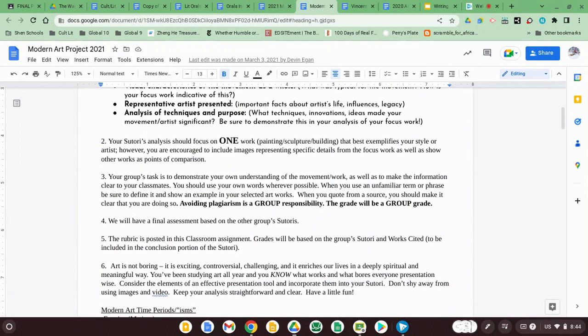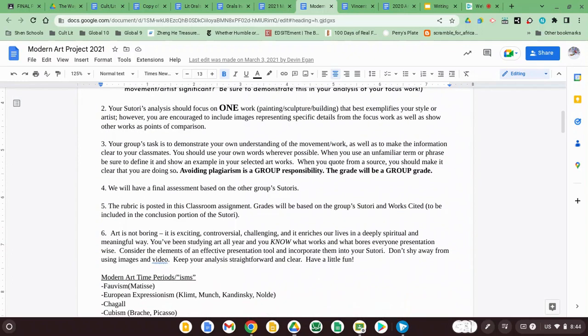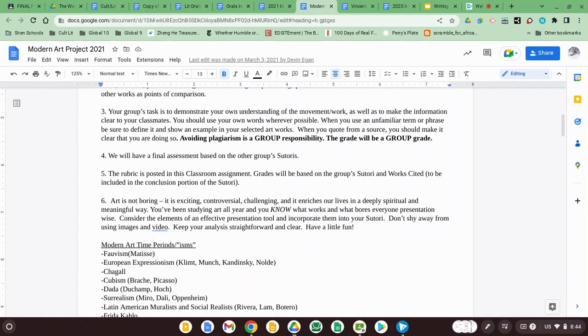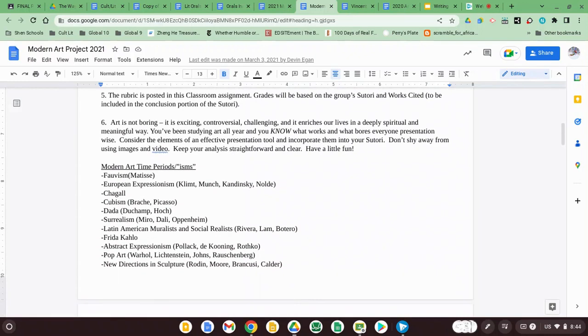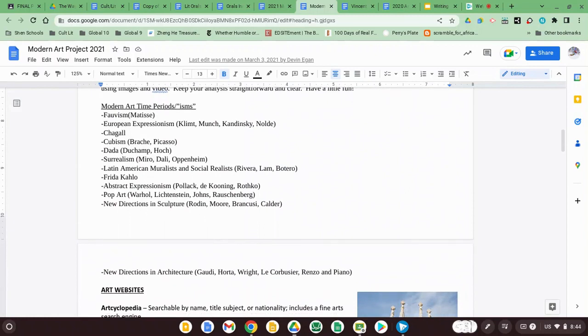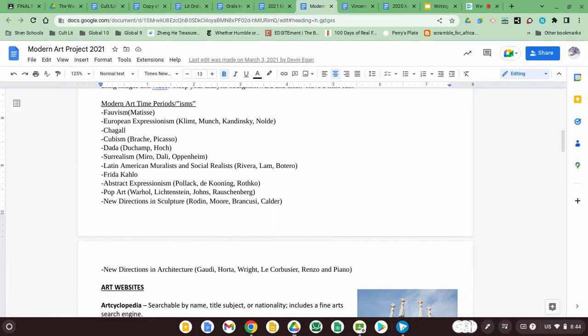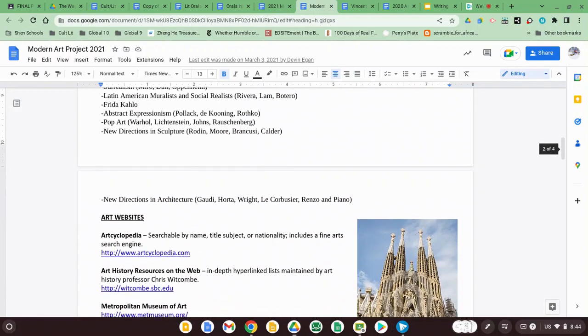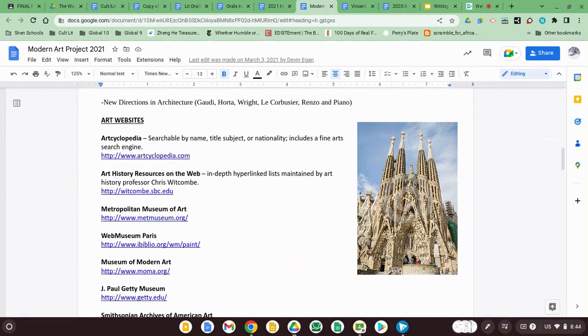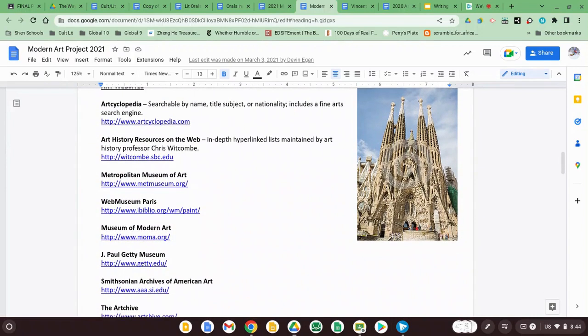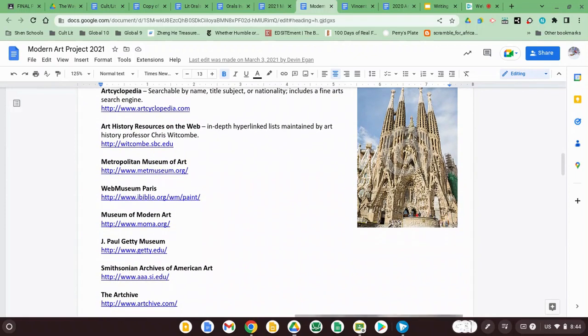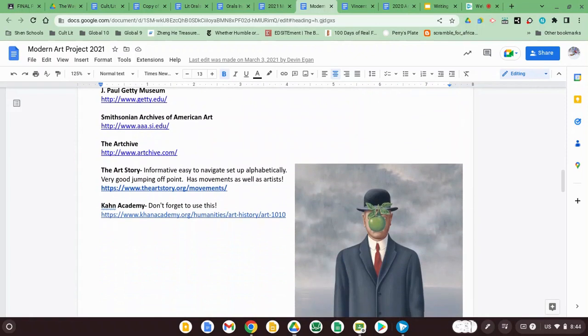This particular assignment asked the kids to create a Sutori where they focus on one work. And we really, really encourage them to take the piece as a whole and zoom in and maybe look at specific elements of those pieces as a reflection or rejection of their time. These are the different time periods or the isms that kids are allowed to choose from. We give them a list of artists, and then we also provide them with a list of some good websites and other sources that they can go into.